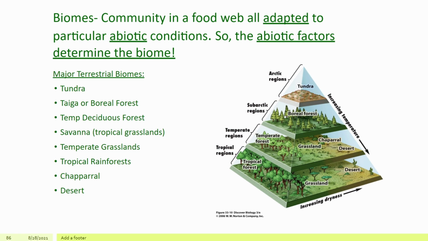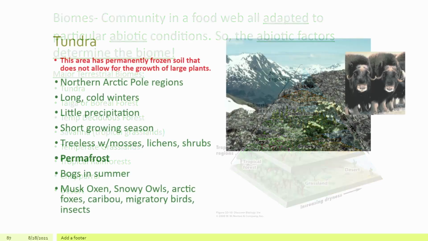So for biomes, we're looking at communities that exist within certain abiotic conditions. It's the abiotic conditions that determine the biome. We're looking at climate and vegetation. The major terrestrial biomes are what we'll look at first. They include tundras, taigas or a boreal forest, a temperate deciduous forest, savannas, also known as tropical grasslands, temperate grasslands, tropical rainforests, chaparrals, and desert.